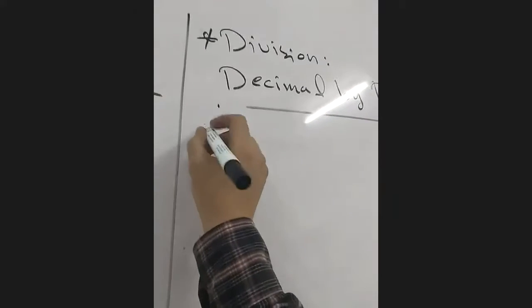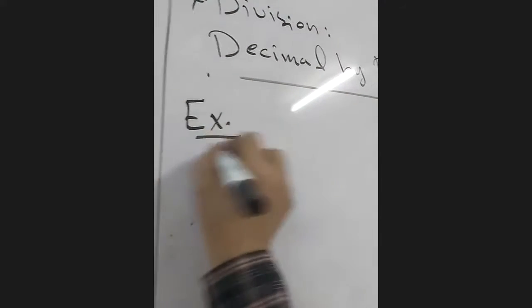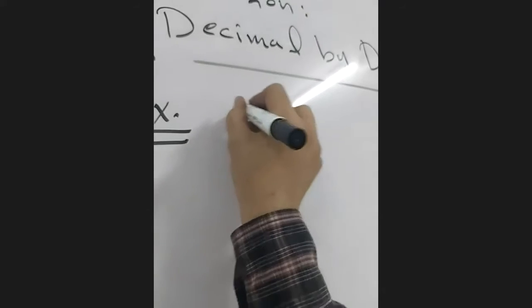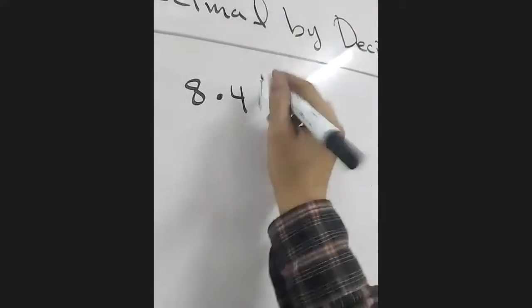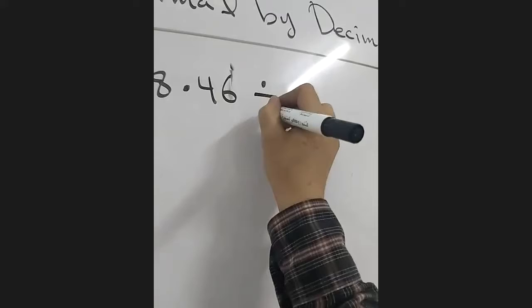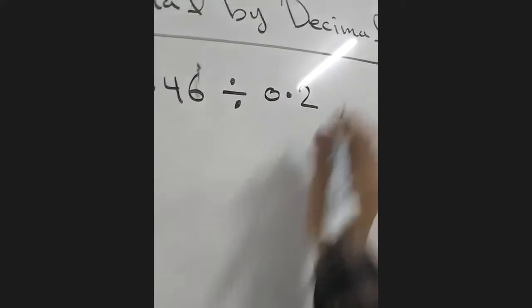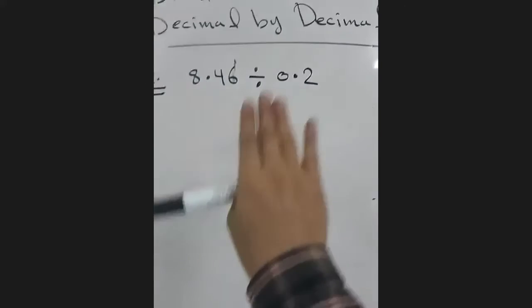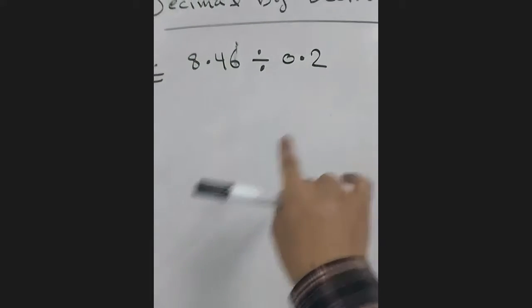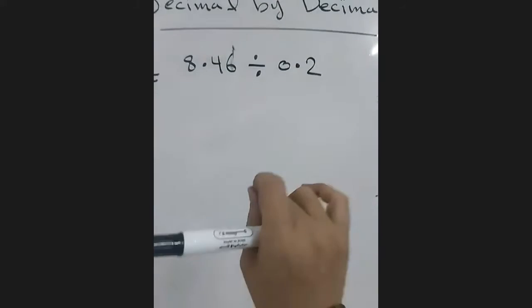For example, like this one: 8.46 divided by 0.2. Here we have a decimal divided by another decimal, which is our subject.